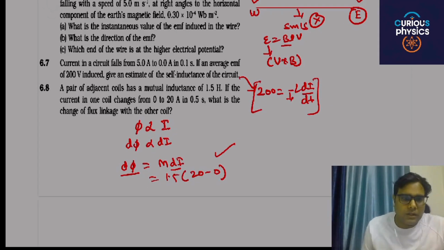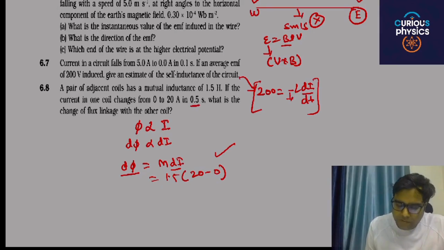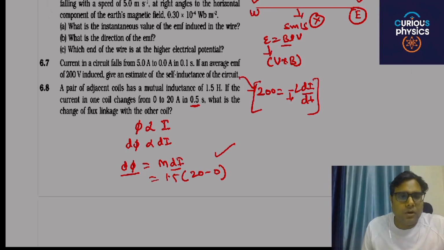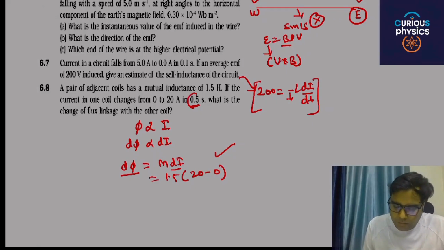Are you able to understand my point or not? Here the 0.5 will not be used. Why? Because d phi by dt will give you the induced EMF, but the question asks you to find the value of change in flux, just change in flux, not d phi by dt. That's why we have not used this particular 0.5 second.